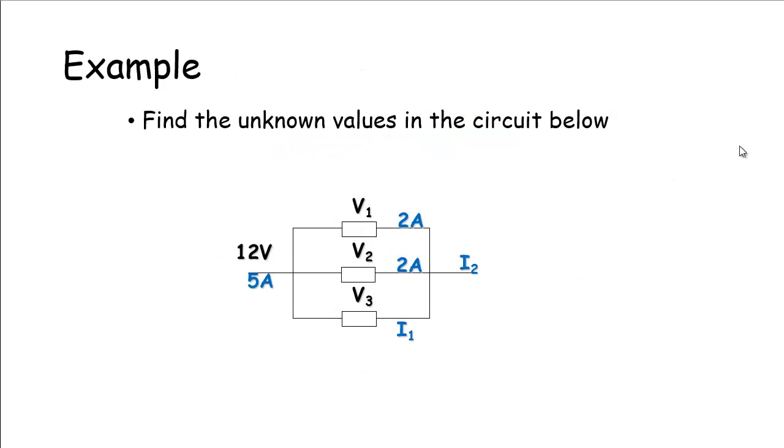So, quick example, find the unknowns. If we've got 12 volts here, then V1, V2, V3, the voltage across each of those would also be 12 volts. 5 amps is coming in. That means if we jump over to I2, 5 amps has to come out. And if we look at I1, 2 amps have gone this path, 2 amps have gone that path. That means 1 amp of current has flowed through this path. So I1 is 1 amp. Interesting, we could note here that this resistance must be double what those resistances are there, because we've got half the current flowing through it.